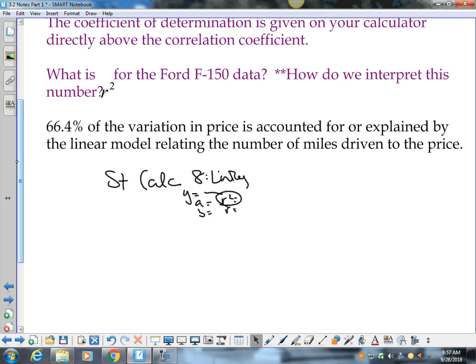So 66.4% of the variation in our prices is accounted for by the linear model, our equation, relating the number of miles driven to the price. And again, the more you practice that sentence, the better off you'll be.